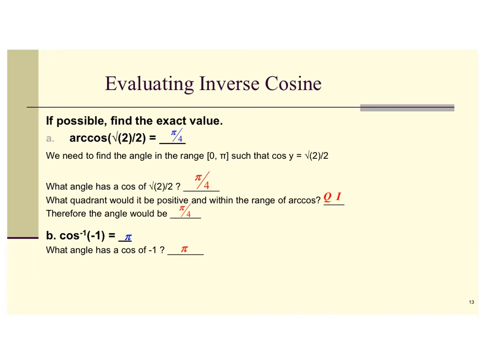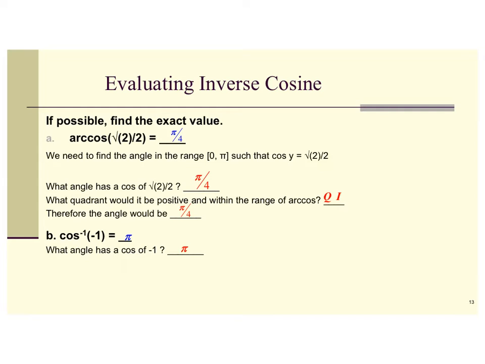Okay. If possible, find the exact value of the arc cosine of root 2 over 2. Well, I know that root 2 over 2 is a pi over 4 angle. All right, so it's pi over 4. It's in the first quadrant because it's positive, root 2 over 2. So my answer would be a positive pi over 4.